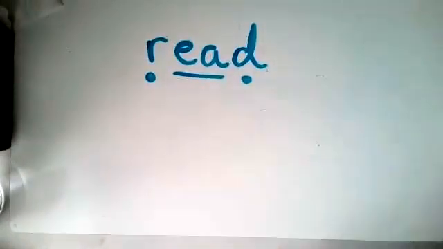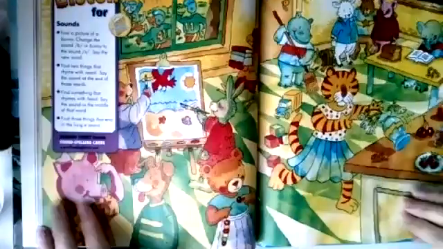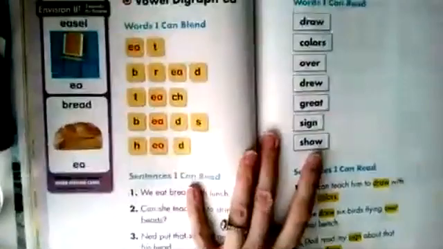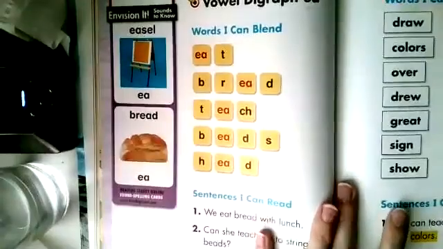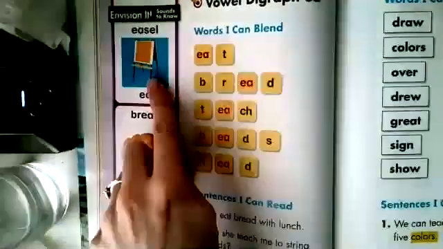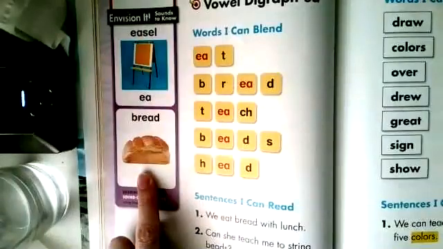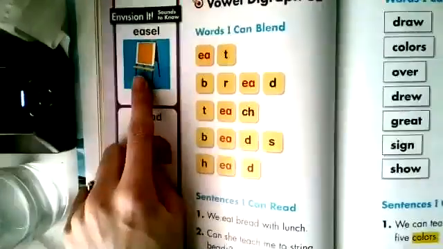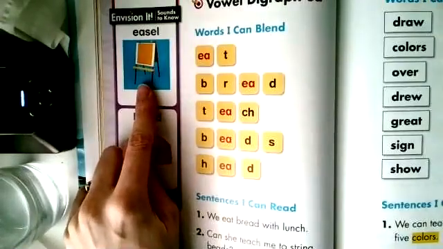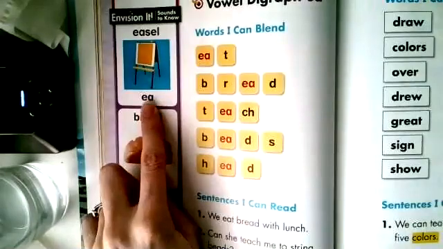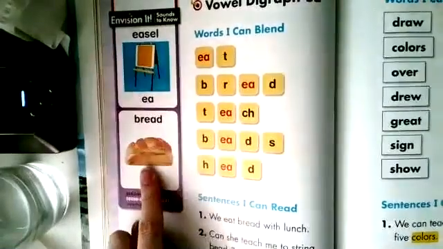All right, back to my reading book, and you are too. Go ahead and turn one page. We're going to practice. I'm looking at page 56. I want the picture of the easel and the picture of the bread. When I look at these two words, okay, when I say easel, you say easel. Easel. Easel. That easel has the EA sounding like E. Yes, Jax, love it. Okay, now what's this here? Eliana, what's this here?